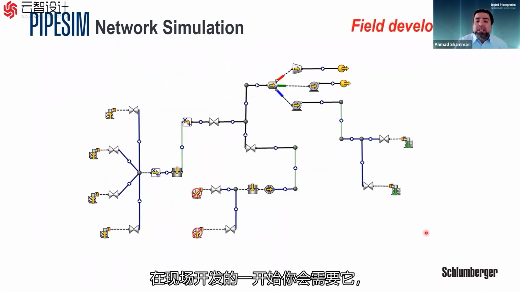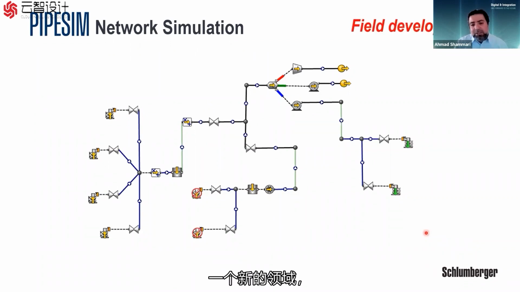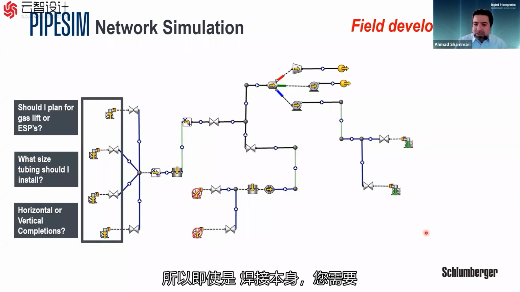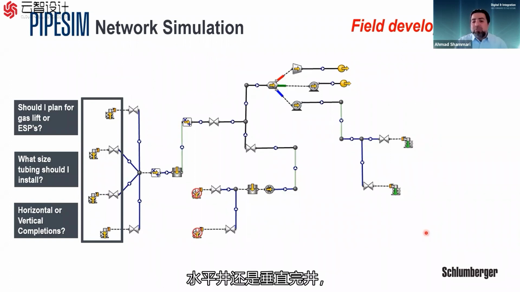Because you will need it in the beginning, in the field development. If you have a new field, you will need to know, for example, should I plan for gas lift or ESP for the wells? So even for the wells themselves, you need to know what is the tubing size that you need to use for the well. Are you going to drill a horizontal well or a vertical completion? Do you have multi stages, or do you have multi zones in the reservoir? And if I drill these multi zones and make all of them produce, how would that affect the surface production? All these questions, when it comes to well placement and well drilling, are very essential in the planning or the field development stage.